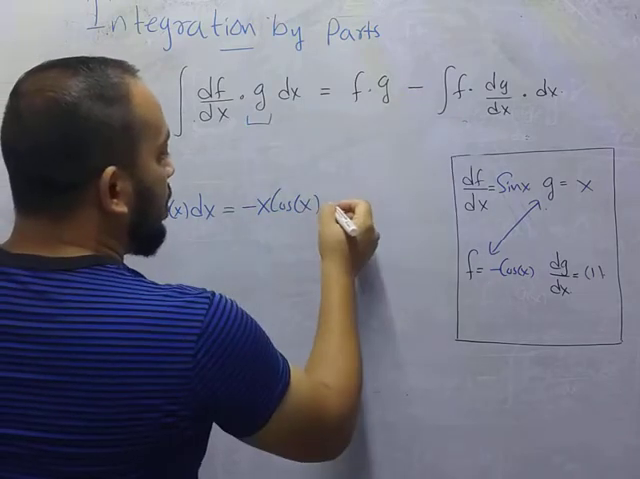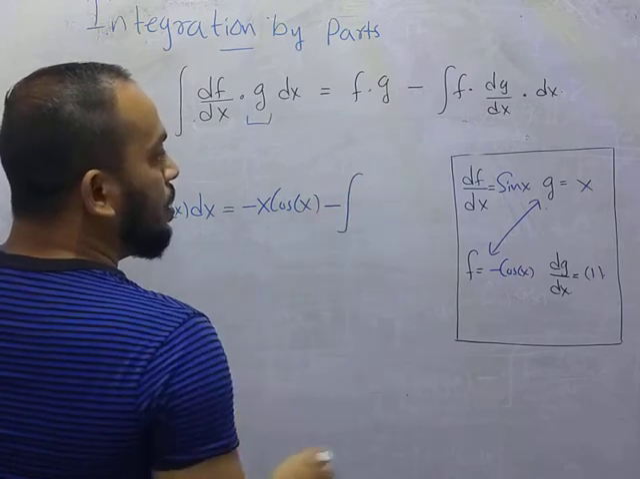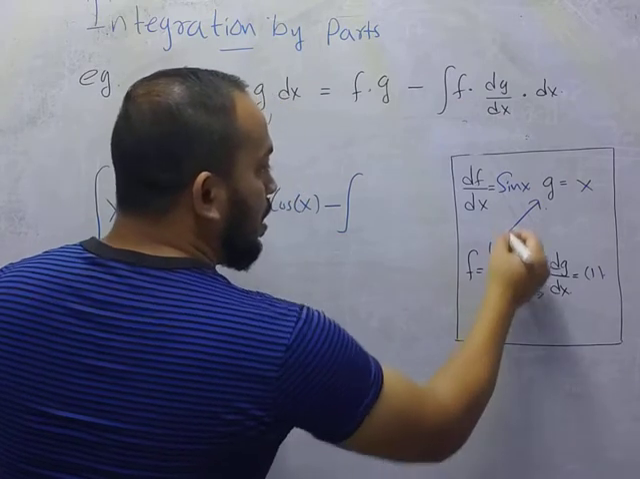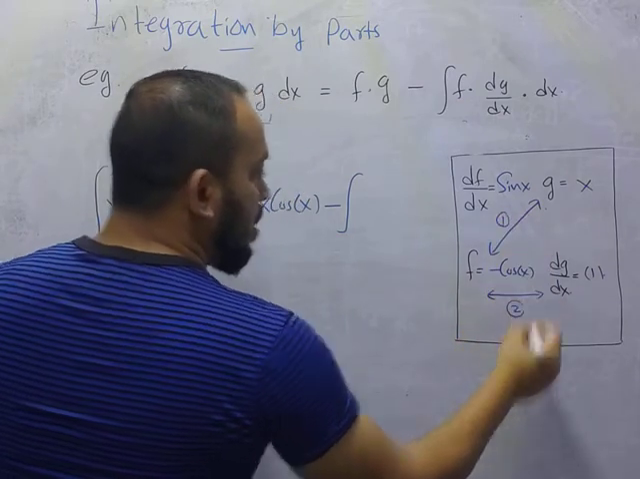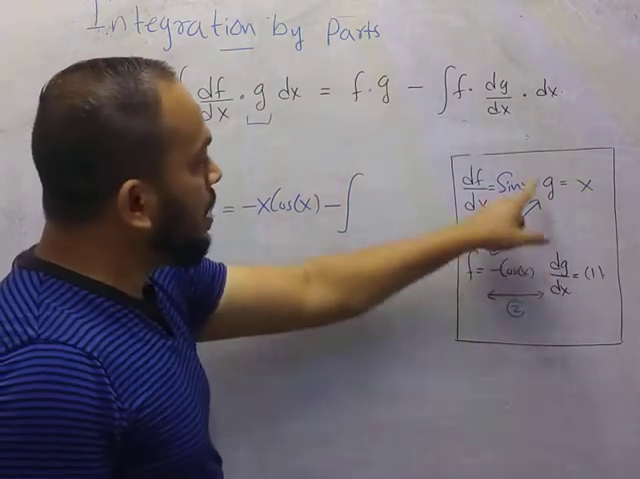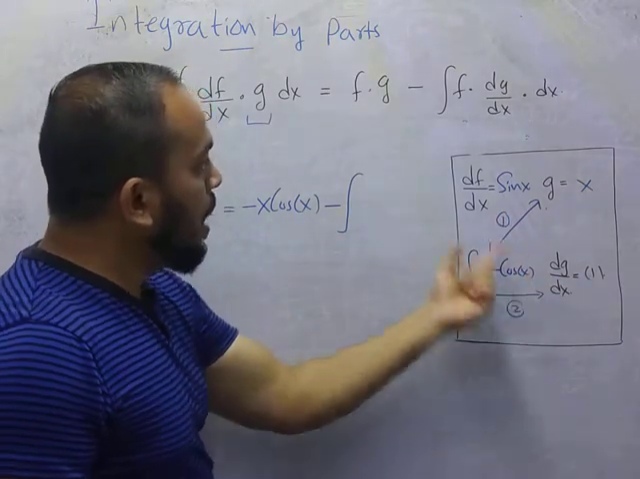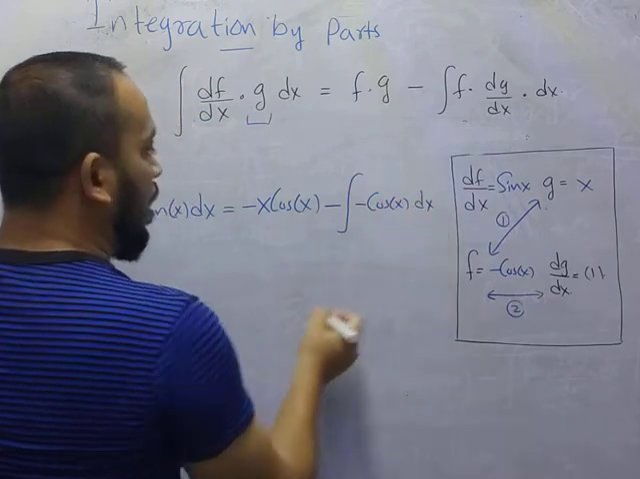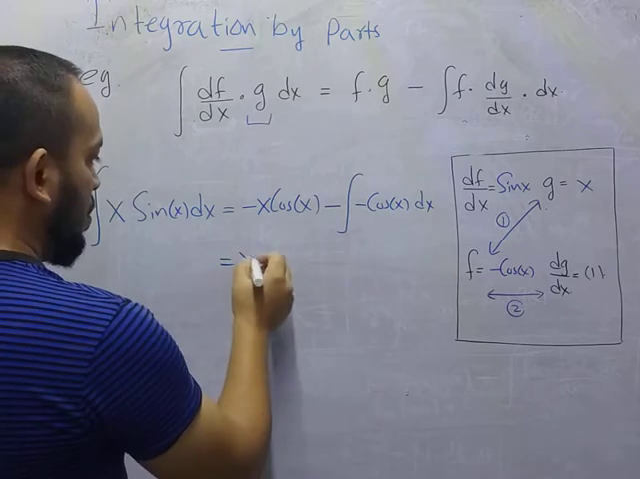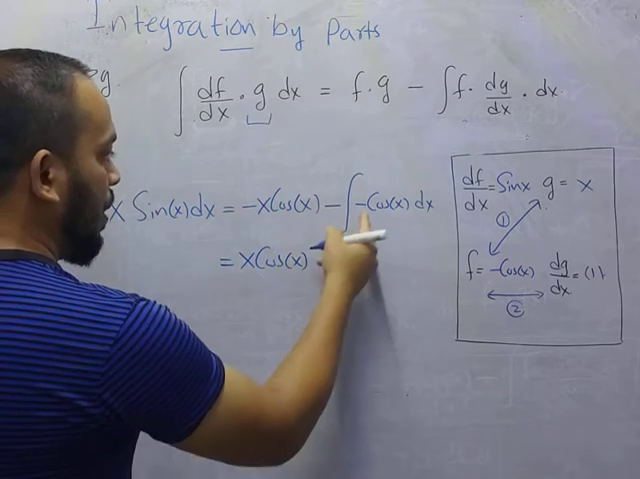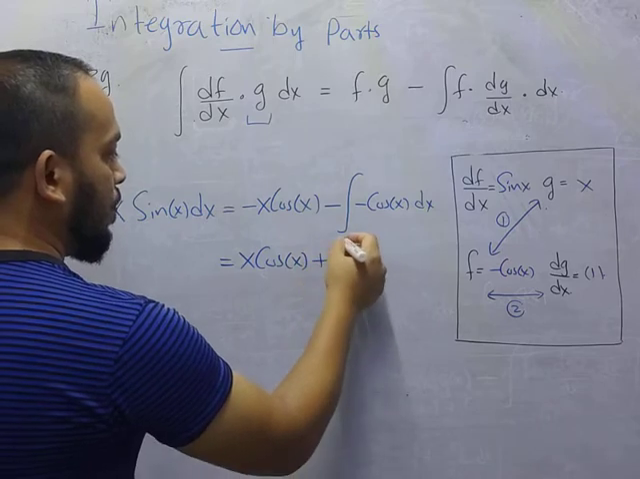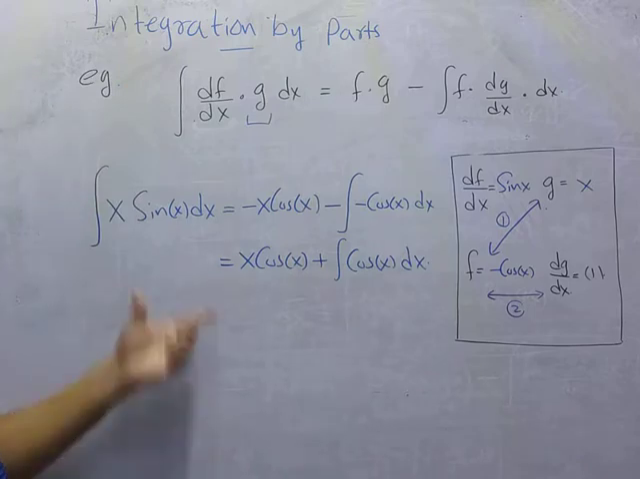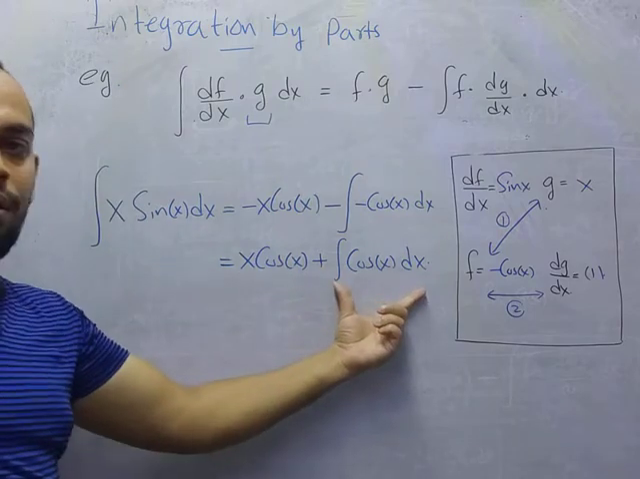Then you have to put minus sign, then integral, then you have to write f into dg by dx. This is the first step. This is the second step. f into dg by dx. Now dg by dx is 1. You only have minus cos x inside. Right. So we have something interesting here. What do we have? You can bring this in front. So cos x dx. This is the original integral. This is the new integral.